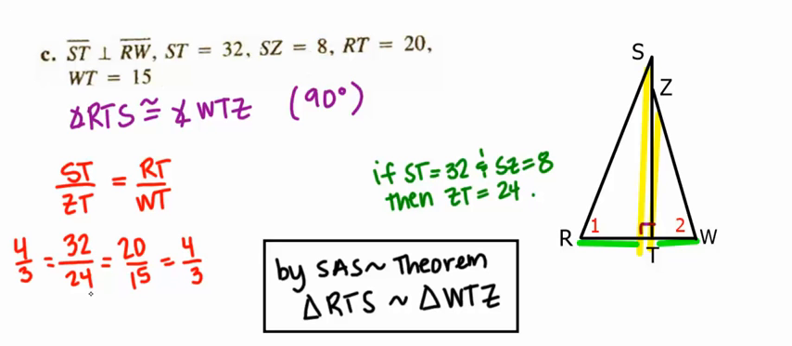So I come over here and I plug that in. 32 over 24 is equal to 20 over 15. It's just given information. I reduce the fraction on the left to be 4/3. I've reduced 20 over 15 to be 4/3. Since they equal each other, the sides are proportional with one another. These sides are the included sides of the congruent angles. Therefore, triangle RTS is similar to triangle WTZ.